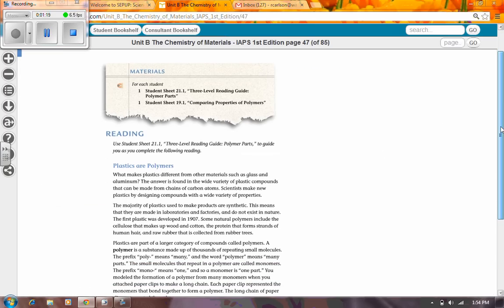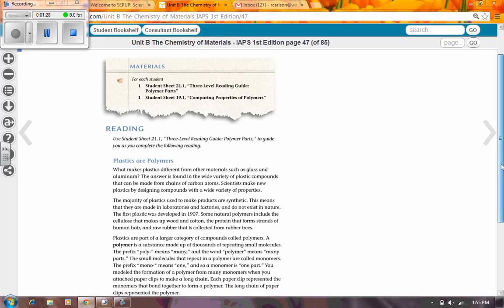Okay, our materials. Let's double check with Mrs. Cook or Mr. Brookins to make sure if we need these student sheets, 21.1 and 19.1. If we do, make sure you have those ready as we read.